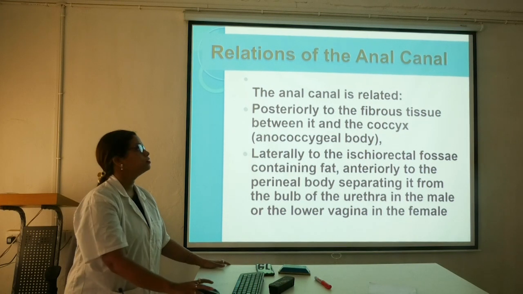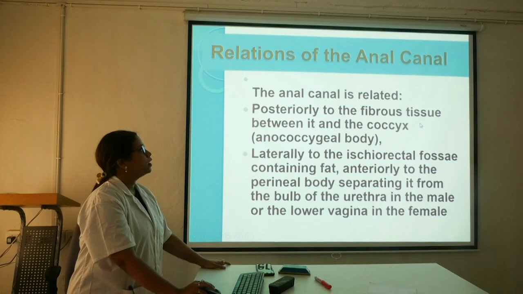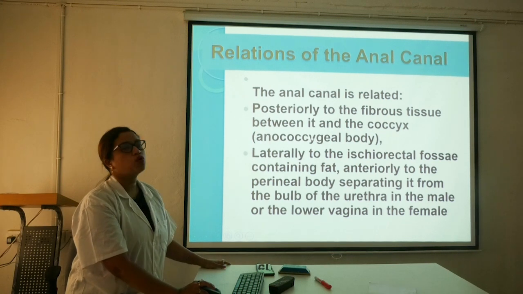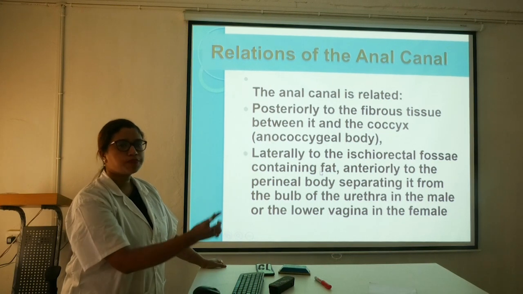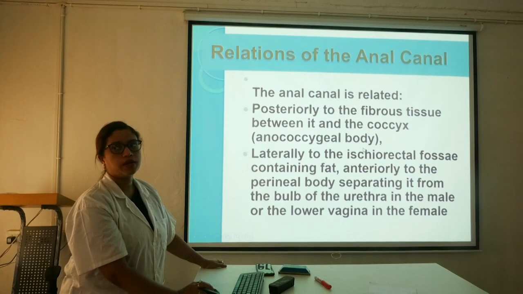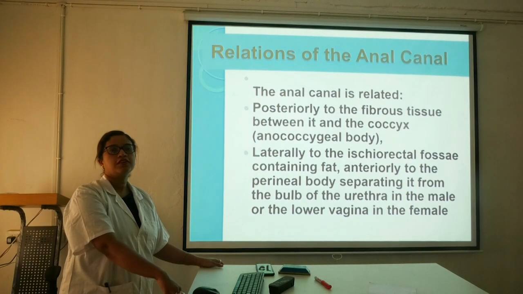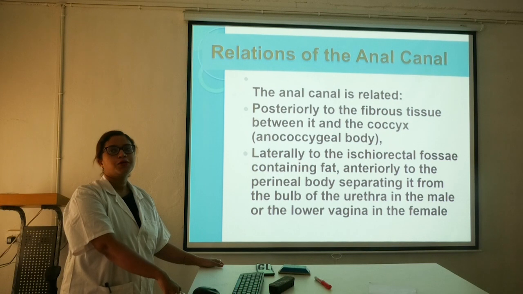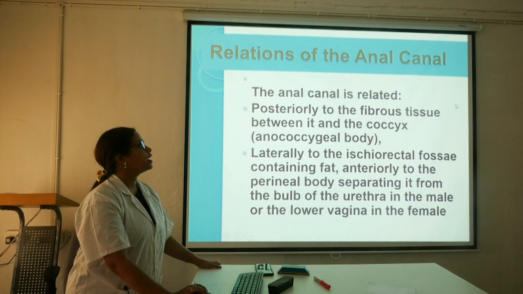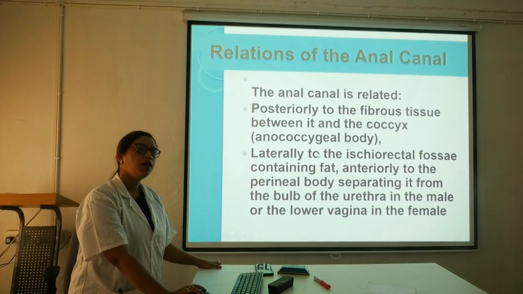Posteriorly কি আছে? So there is a fibrous tissue between the coccyx and anococcygeal body. Last part, right? So coccyx থাকবে আর একটা কি anococcygeal body. Posteriorly we have fibrous tissue between the coccyx and anococcygeal body.